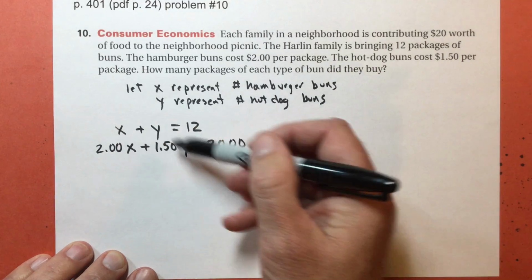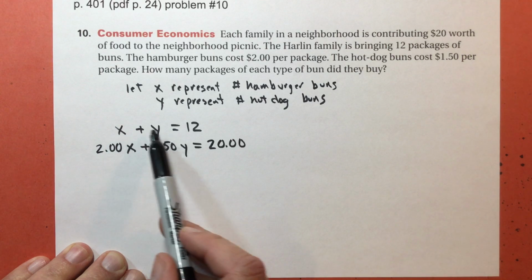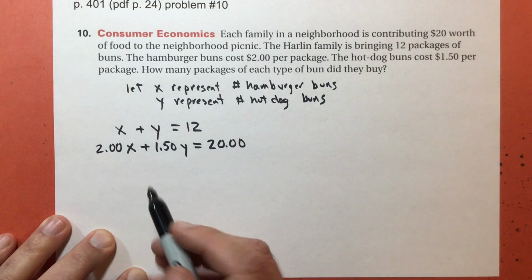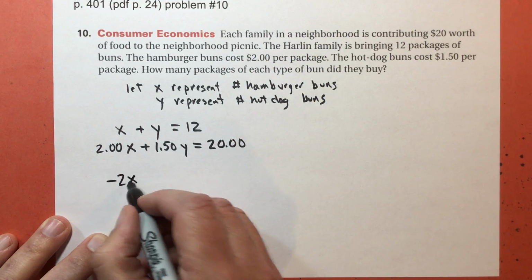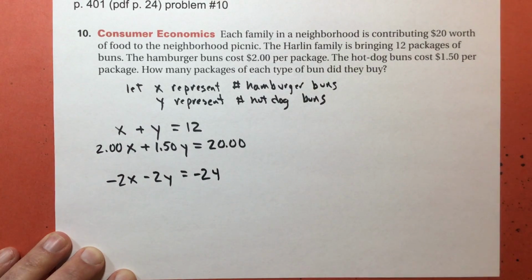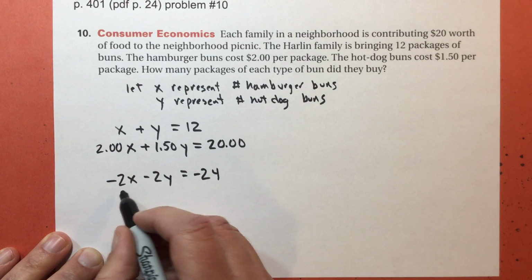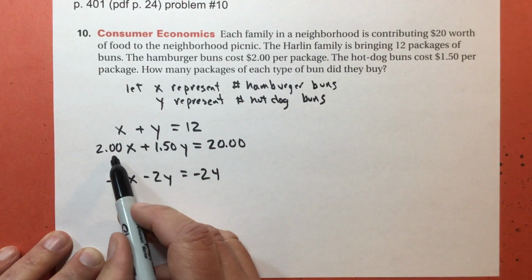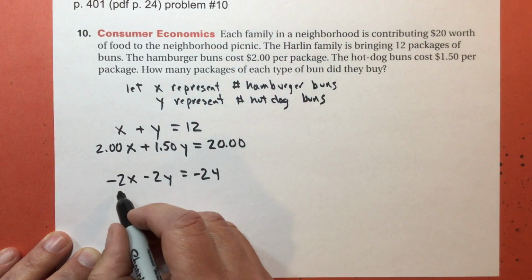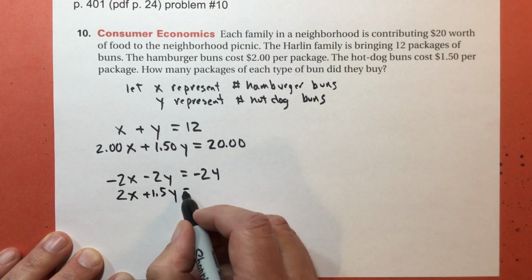Now I need to find out how to get the x's or the y's to drop out. So I'm going to take this x plus y equals 12 and multiply everything by negative 2. So I get negative 2x, negative 2y equals negative 24. The other equation stays the same. I know I'm talking about money, that's why I went to 2 decimal places for each of them. I'm going to simplify that down just for my problem. So I get positive 2x plus 1.5y equals 20.